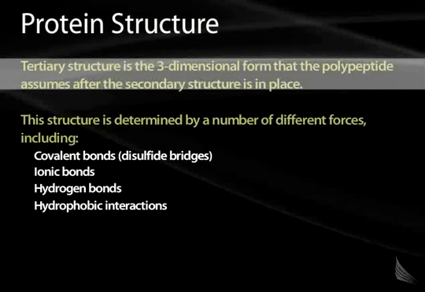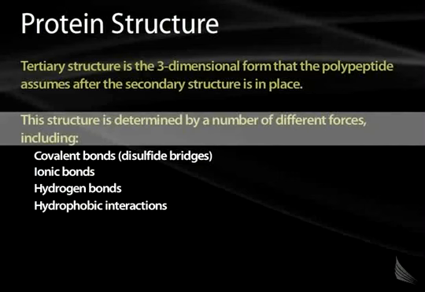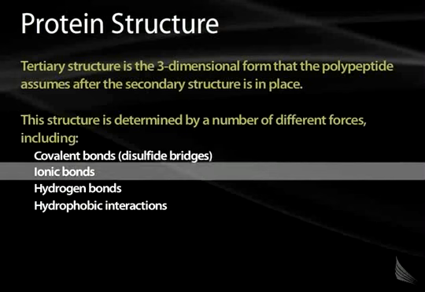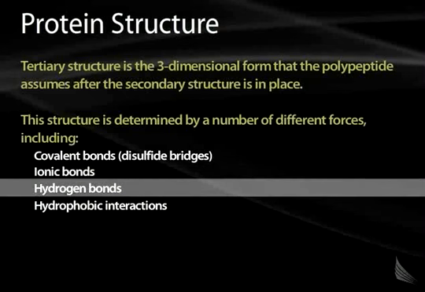Tertiary structure describes the three-dimensional form that a polypeptide assumes after the secondary structure is already in place. Now this structure is determined by a number of different forces, and these can include covalent bonds. These are things like disulfide bridges, which can occur between two cysteine residues, two cysteine amino acids in a protein. They could also be ionic bonds, which are bonds formed between positively charged and negatively charged groups on basic and acidic amino acids. There are additional hydrogen bonds formed primarily between the side chains of different amino acids in the polypeptide, which would allow it to form a three-dimensional structure.